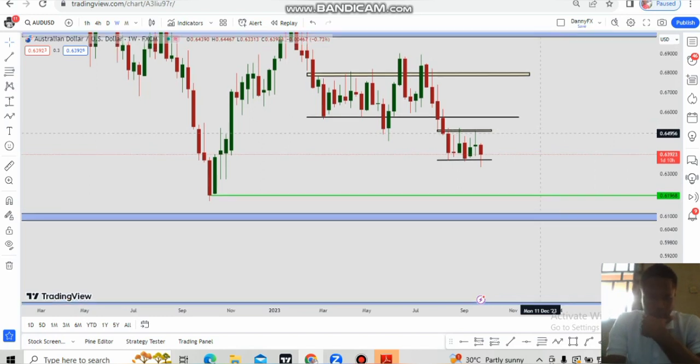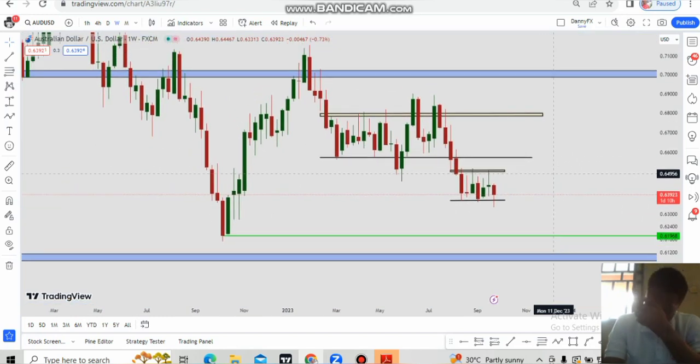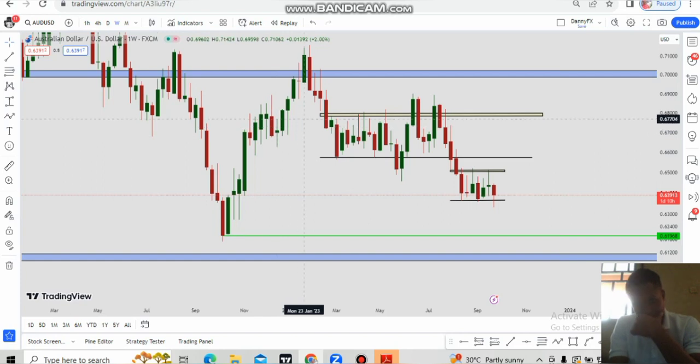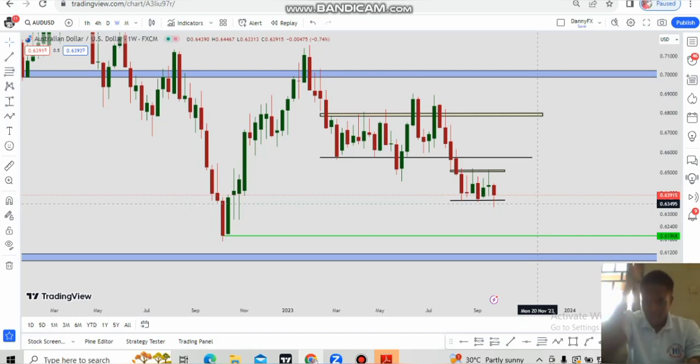Now there's one thing you need to understand in the forex market: the market doesn't just move from zone to zone like that. Yes, the market moves from zone to zone, but it doesn't just move like that. What the market does is that it moves sideways, bearish, sideways, bearish. So this is how the market moves. You don't expect the market to move in a straight line from a zone to a zone.